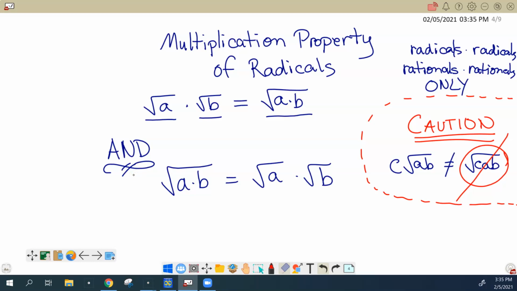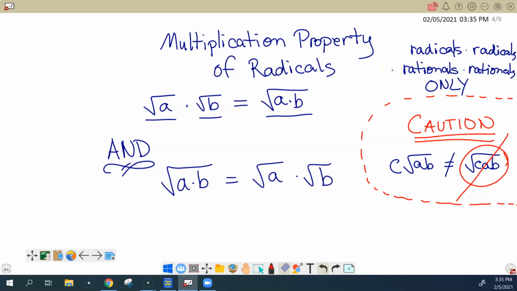And in addition, you can turn right around and take a number that has more than two factors and break it apart into two separate roots. Okay? Now, there's a caution when you're multiplying these irrational numbers. Remember, radicals are irrational numbers. So this little bit of business up here is a good rule of thumb. You can only multiply radicals times radicals, and you can only multiply rationals times rationals.